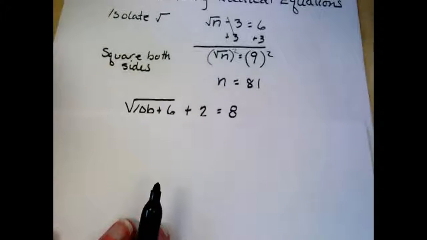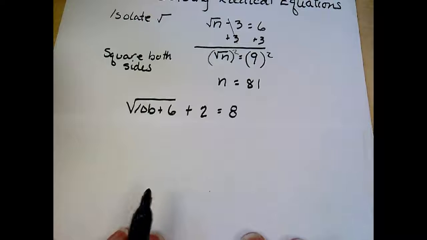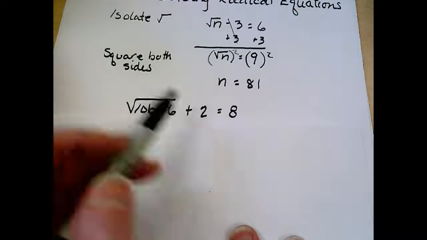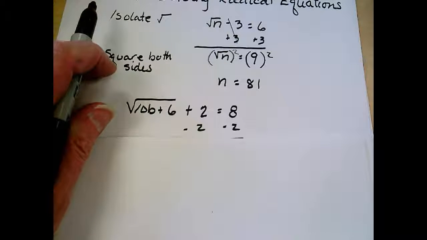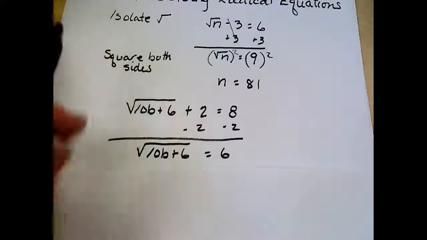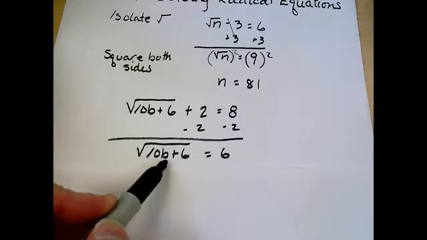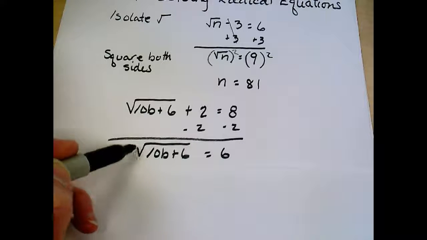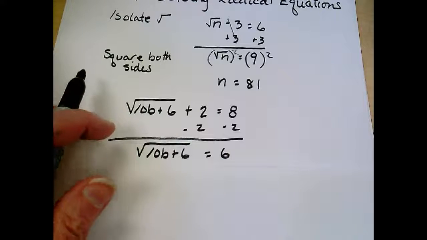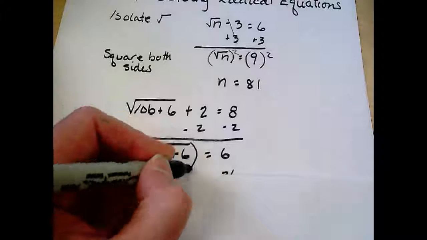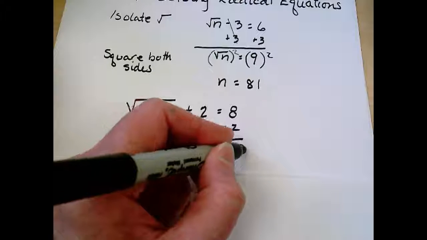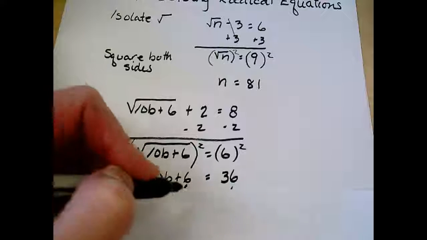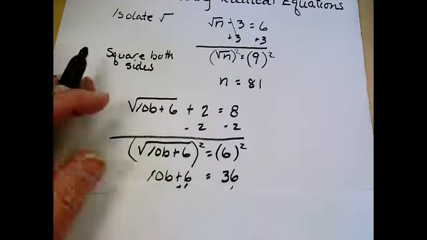If you have a little more complicated equation, again you want to isolate the square root term. So I have to get rid of the positive 2 by subtracting 2 from both sides. And when I do that, I get the square root of 10b plus 6 by itself equals 6. Again, now I have isolated the square root term, so I can square both sides. And when I square the square root, it cancels the square root and just leaves me with 10b plus 6 equals, and 6 squared is 36.